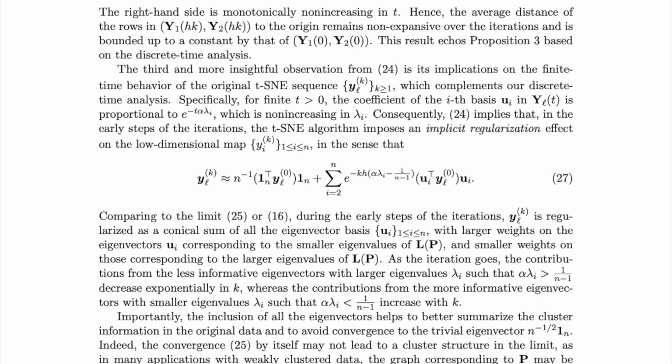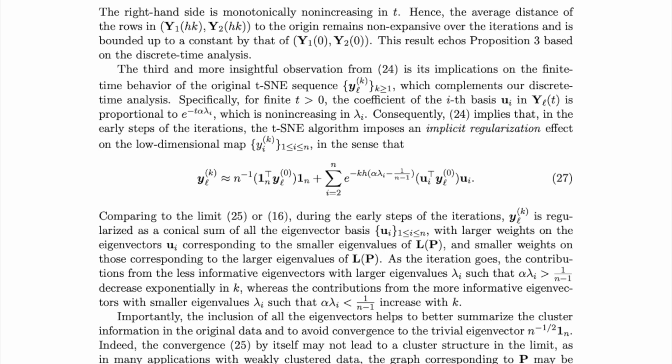Consequently, (24) implies that in the early steps of the iterations, the t-SNE algorithm imposes an implicit regularization effect on the low-dimensional map y_i, 1 less than or equal to i less than or equal to n, in the sense that [see formula]. Compared to the limit (25), or (16), during the early steps of the iterations, y(k) is regularized as a conical sum of all the eigenvector basis u_i, 1 less than or equal to i less than or equal to n, with larger weights on the eigenvectors u_i corresponding to the smaller eigenvalues of L(P), and smaller weights on those corresponding to the larger eigenvalues of L(P).